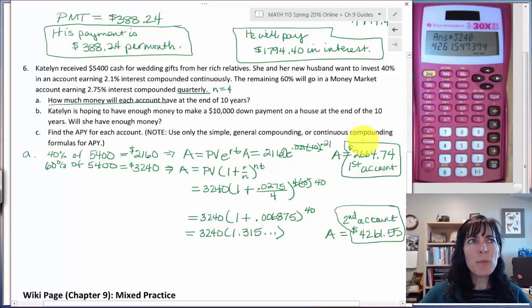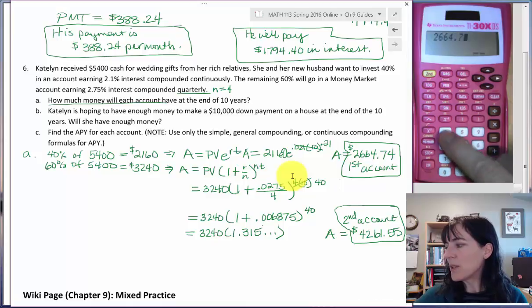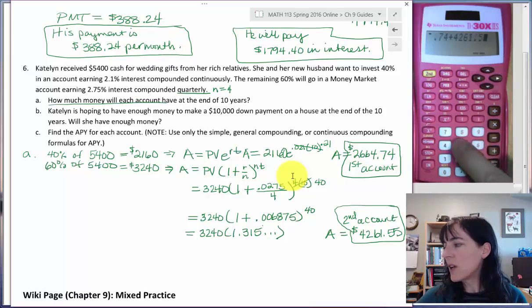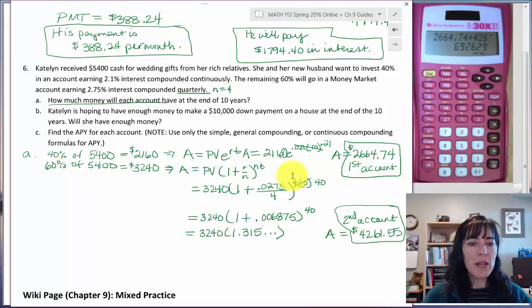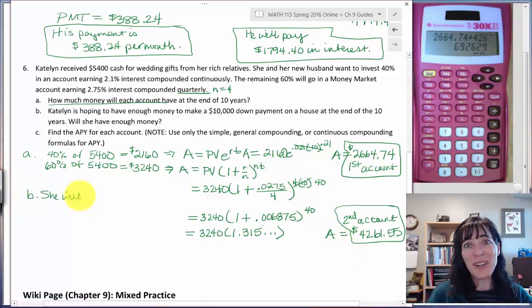And then we were being asked, part B, Caitlin wants to have 10,000 for a down payment. Will she have enough money? So we're going to just add those two accounts together, 2664.74 plus, and the second account is $4,261.55. And so together, I'll put it over here. She's not quite there. She only has $6,900. She will not have 10,000.